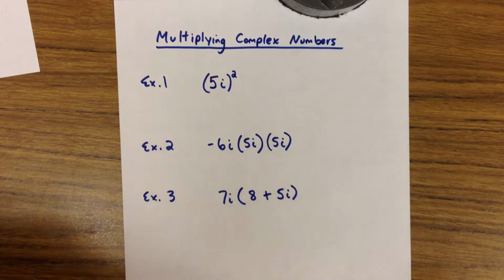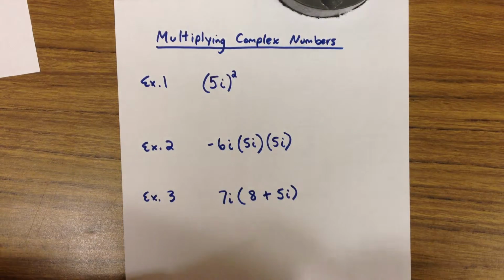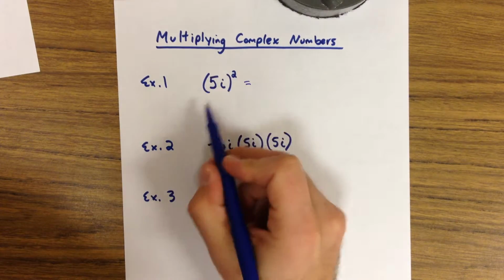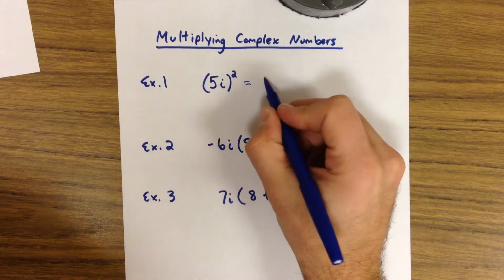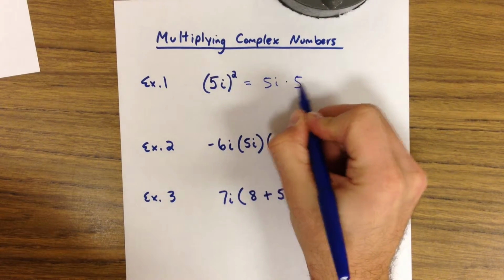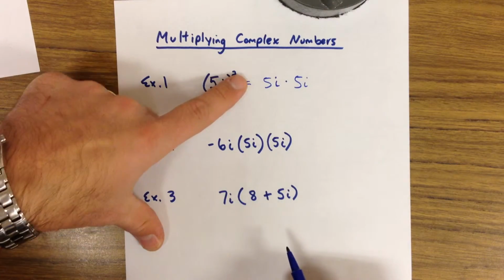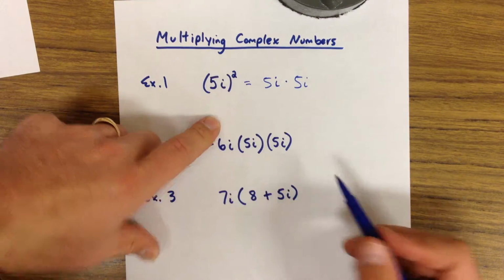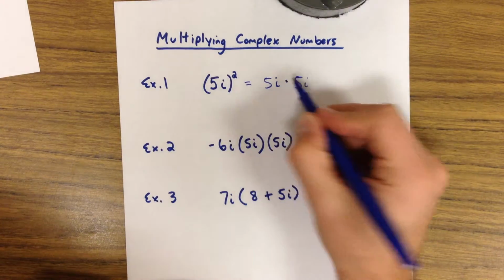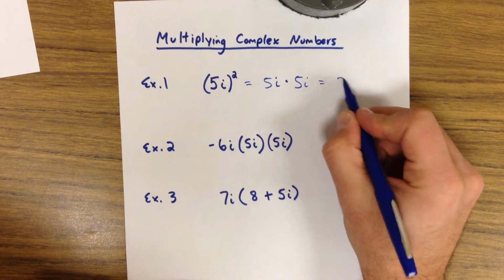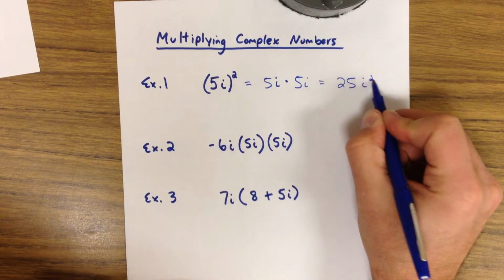Okay, multiplying complex numbers. We're going to do (5i) squared, which is just 5i times 5i. Whenever you have a quantity squared, it really means to just multiply it by itself. So 5i times 5i is 25i squared.